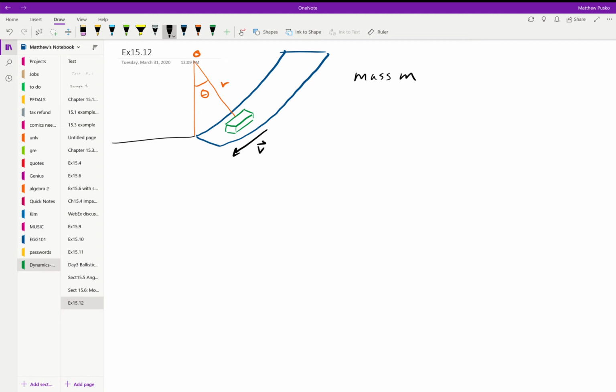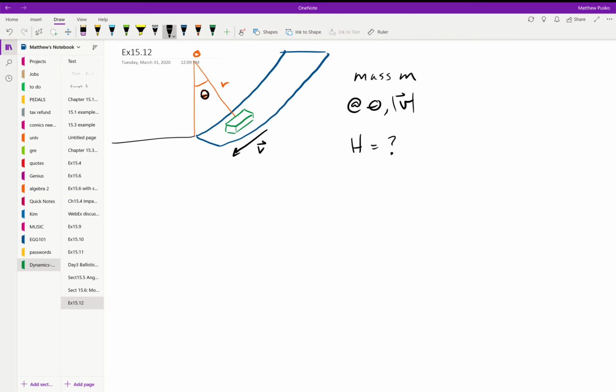Example 1512. The box shown in the figure has a mass m and it's traveling down the smooth circular ramp, keyword circular, such that when it is at an angle theta, it has a speed v. So at theta, it has some speed v. Determine its angular momentum.